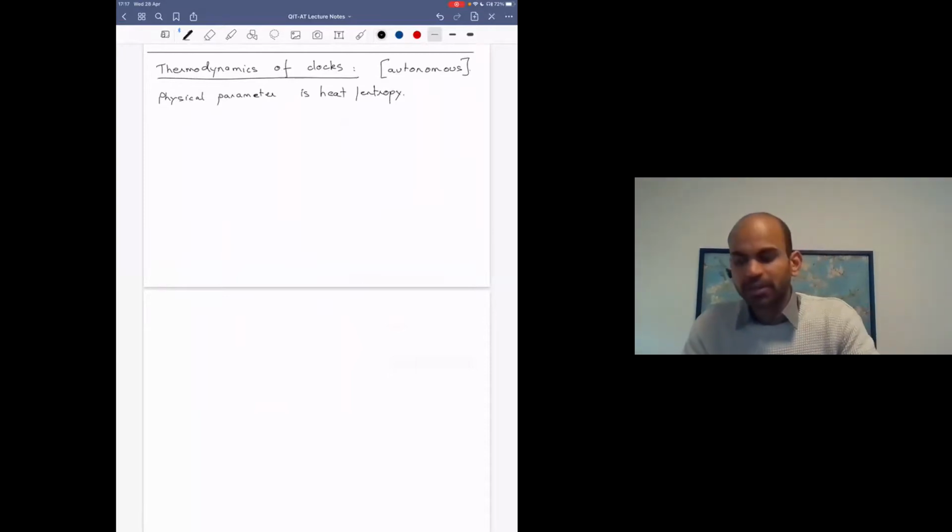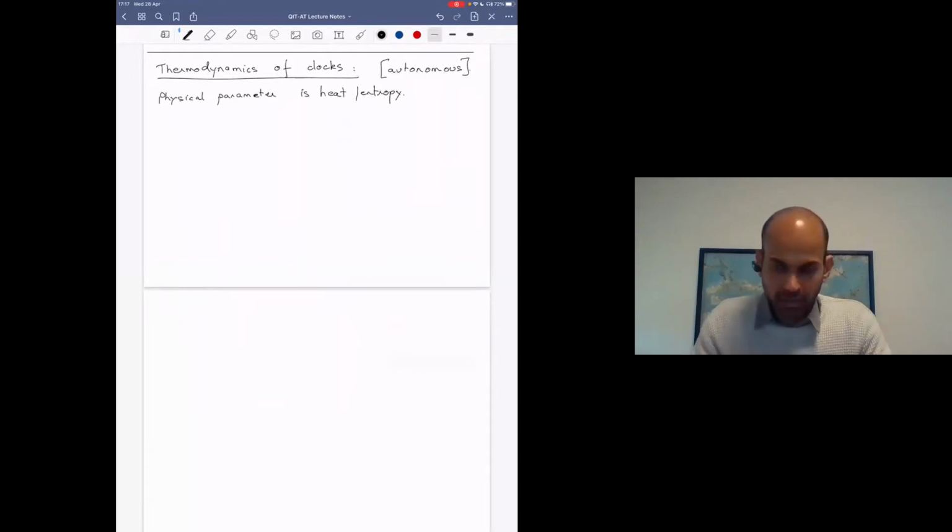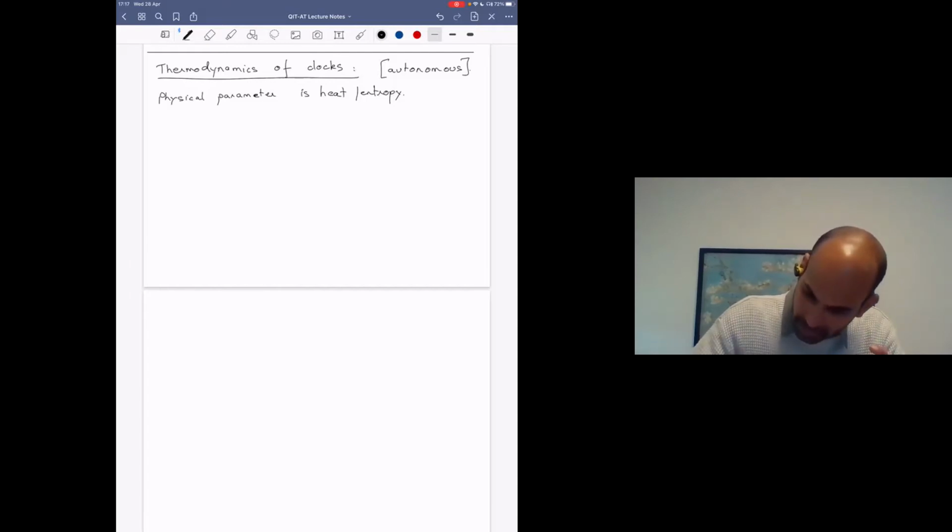Yeah, so what I was saying is, it's not immediately clear what is the formal definition of an autonomous clock, but what is clear is that we can write down clocks that are clearly autonomous by construction. And the easiest way to do so is one that we did a couple of years ago. We made an autonomous clock out of a heat engine.